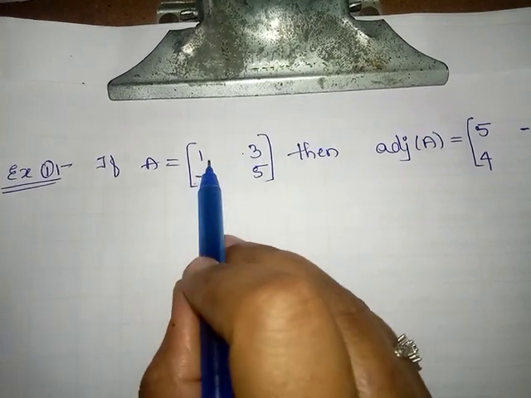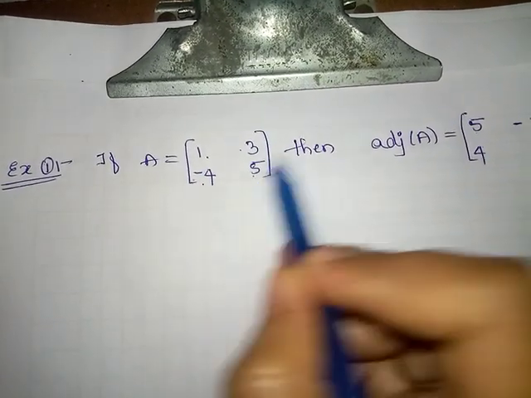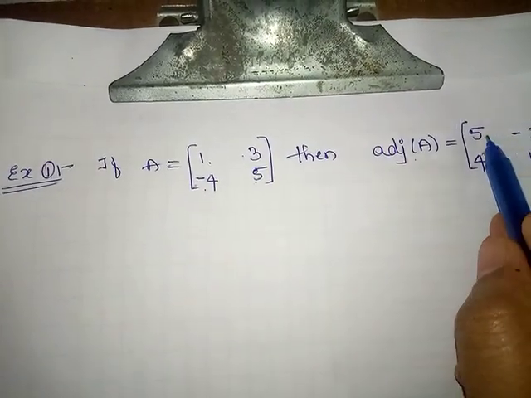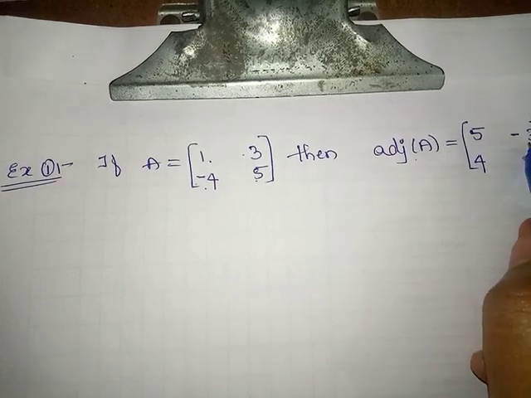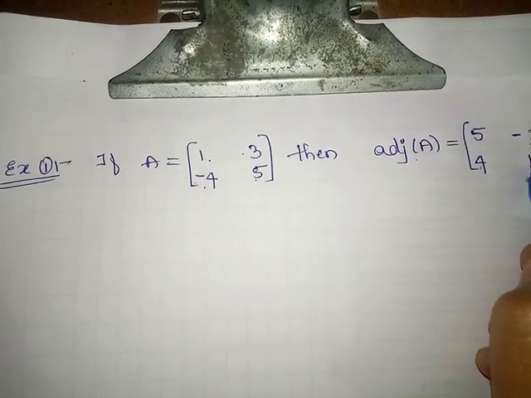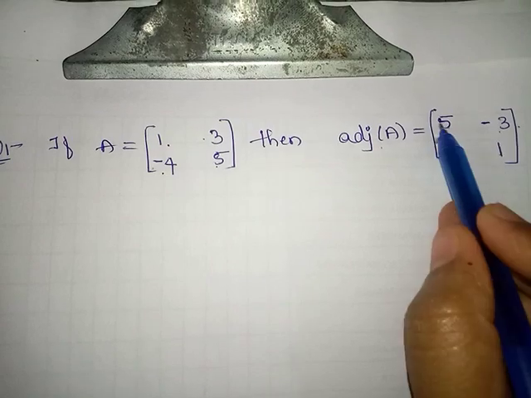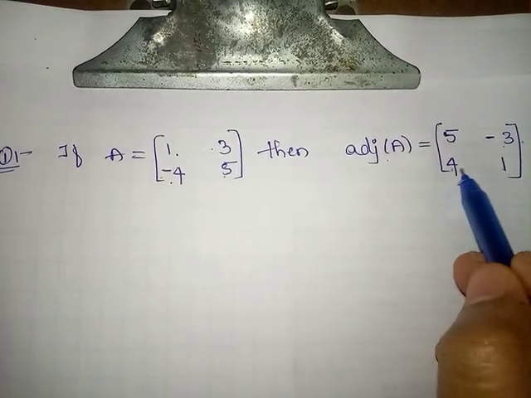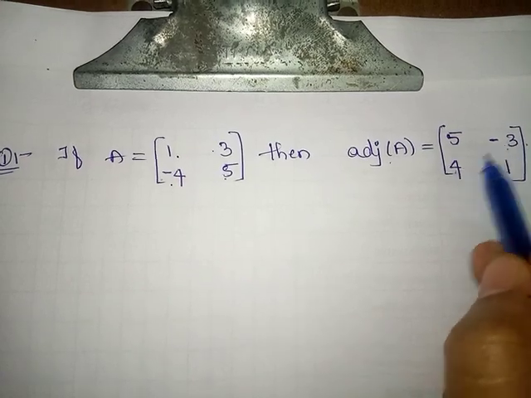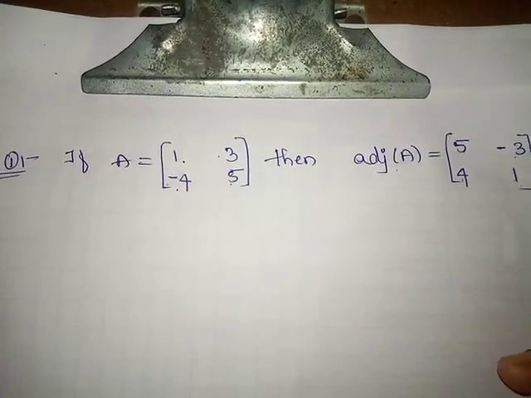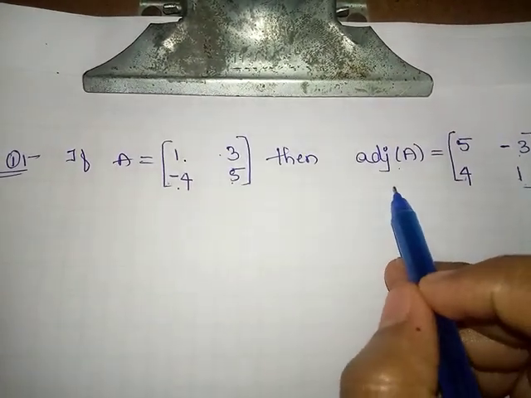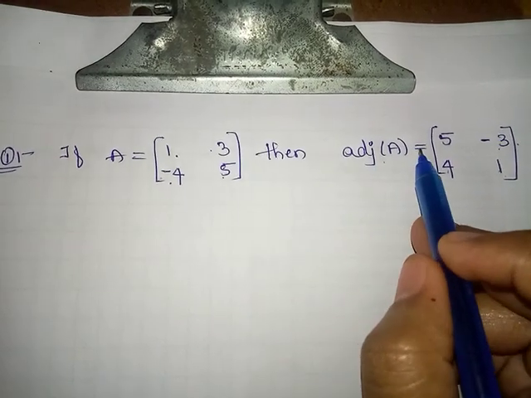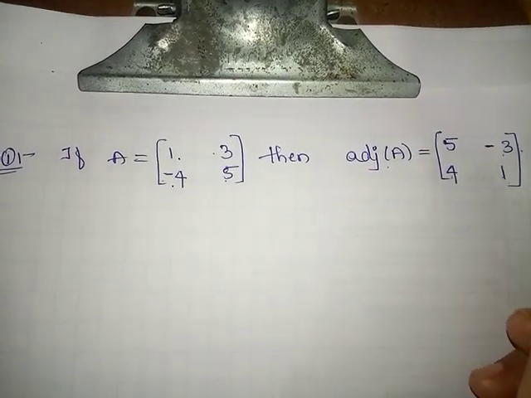If A is equal to 1, 3, minus 4 and 5, then the adjoint of this one is what? 5, minus 3, 4 and 1. Here we are interchanging the diagonal elements and just changing the signs of non-diagonal elements. This is how you have to find the adjoint of a 2 cross 2 matrix.